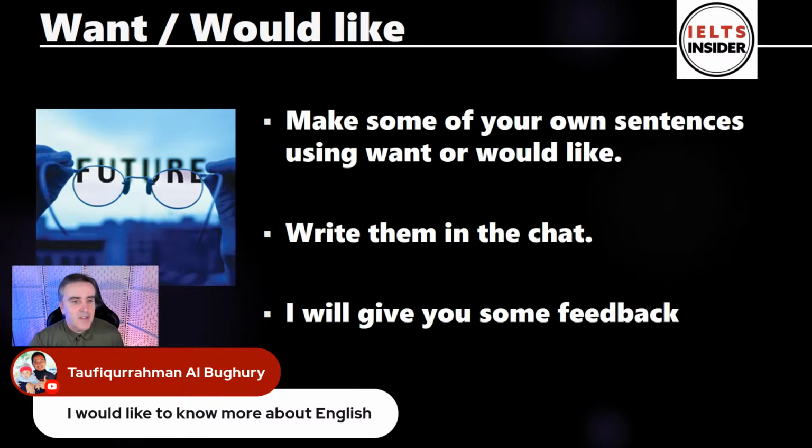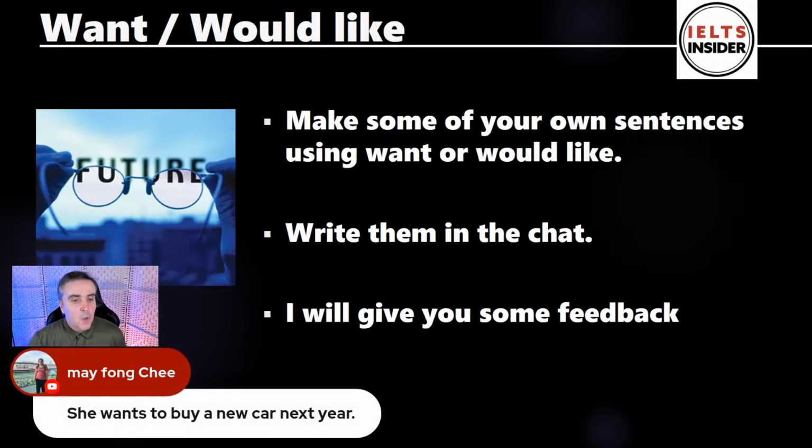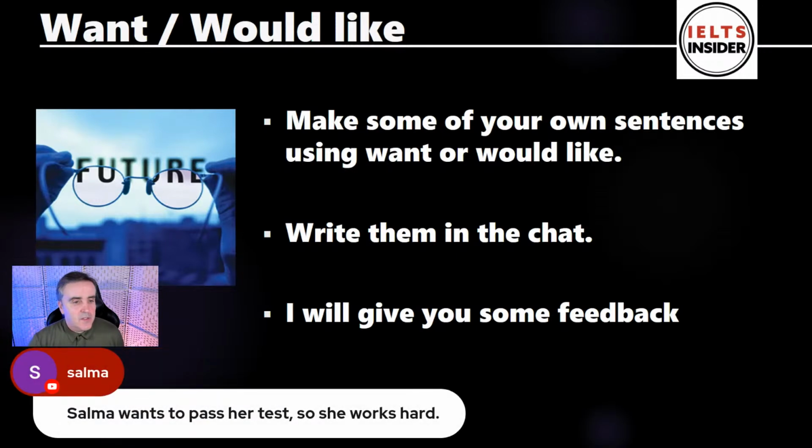Excellent sentence there. So, again, most of you here have the wish to study English. I think most of you would agree with that sentence. She wants to buy a new car next year. Perfect, May. Very good. Salma wants to pass her test.